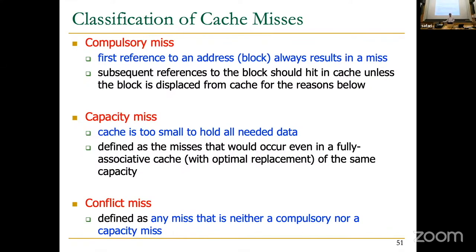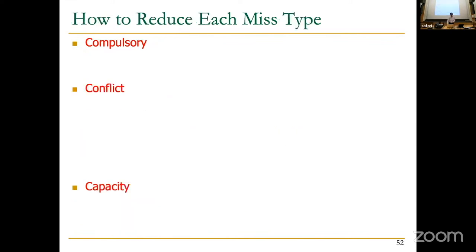Essentially, you don't have a fully associative cache and you have a miss in the set. Well, you probably have a problem with the conflict over there. If you don't have a fully associative cache, basically, by definition, it's a conflict miss, essentially, if it's not a compulsory miss. Okay, so how do you reduce each miss type?